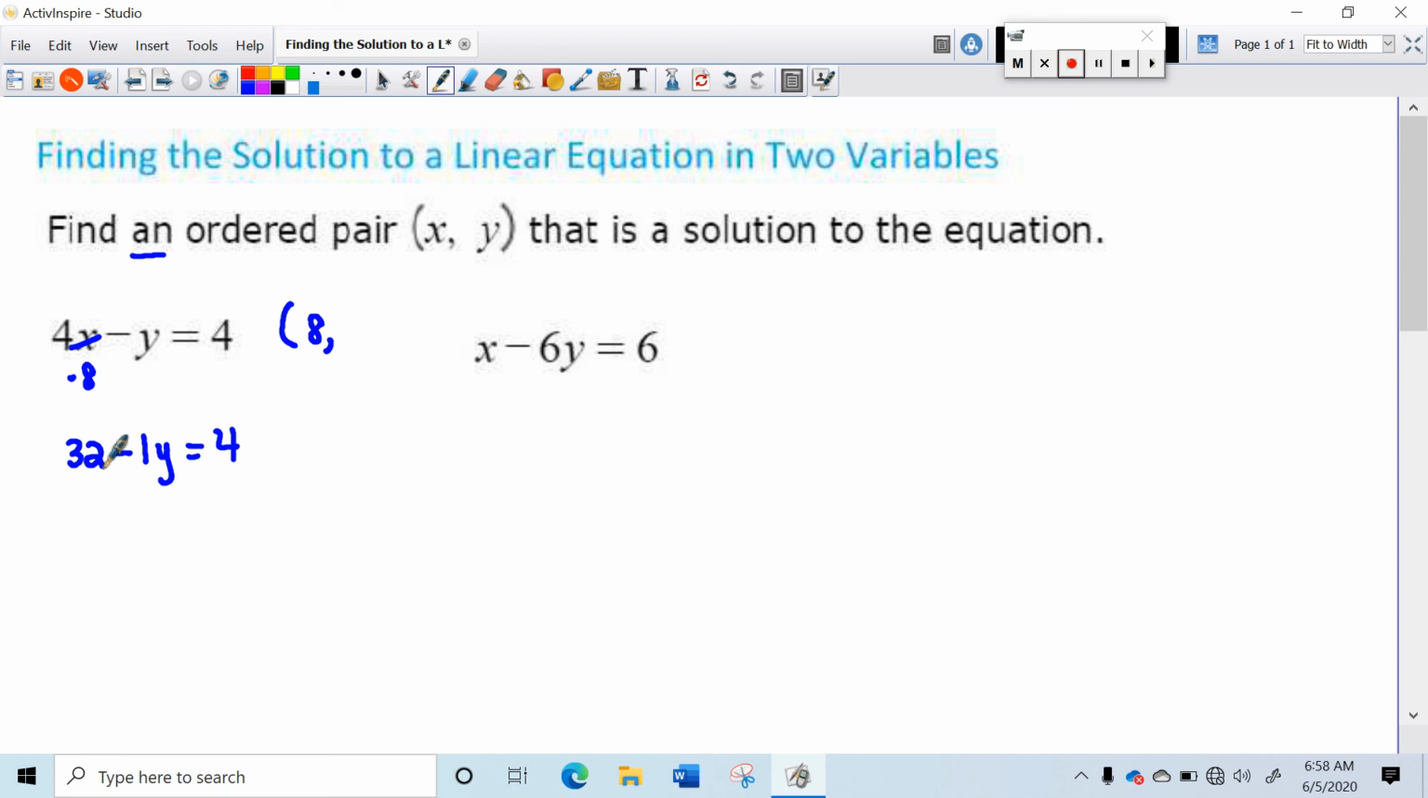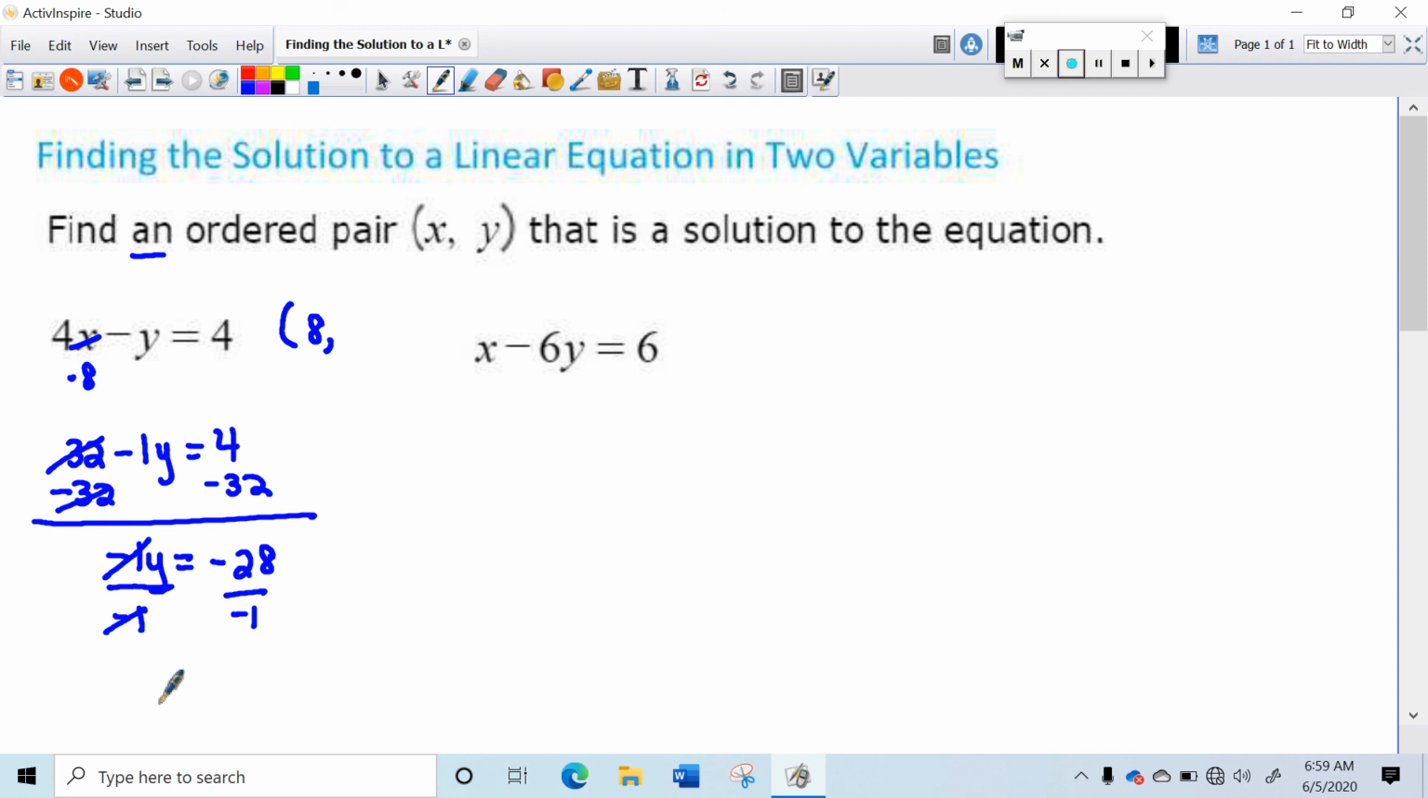Now, the first step in getting y by itself is to subtract 32 from both sides because the opposite of positive 32 is negative 32, and you're always dealing with opposite operations. So bring down the negative 1y equals 4, take away 32 is a negative 28. Now this is negative 1 times y, and the opposite of times is divide. So I'm going to divide both sides by negative 1.